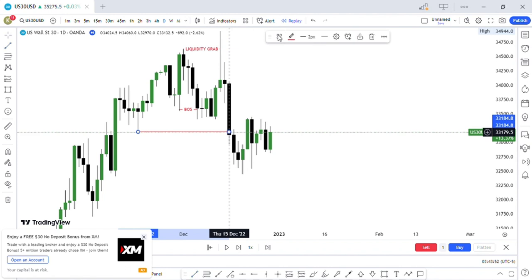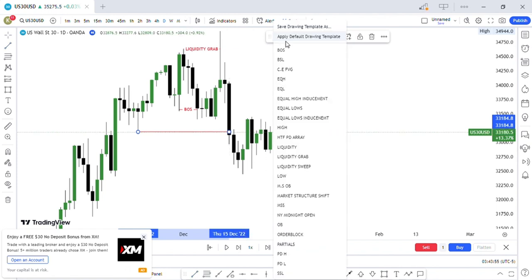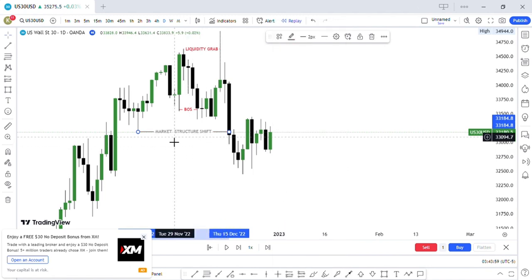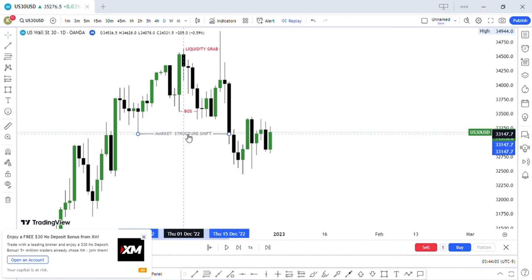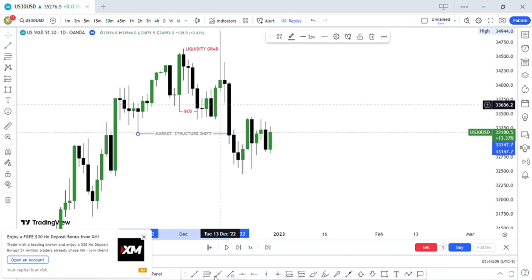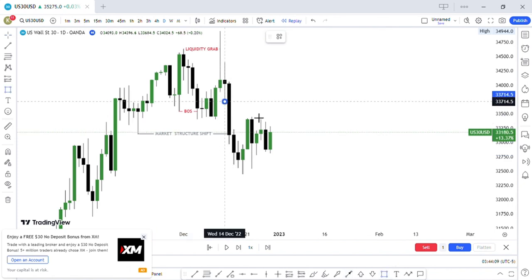If you want, you can consider this a market structure shift. No longer a break of structure, but a market structure shift. Now we have a break of structure and a market structure shift. So now what do we look for? You go here, you look for a fair value gap. We have a fair value gap here.